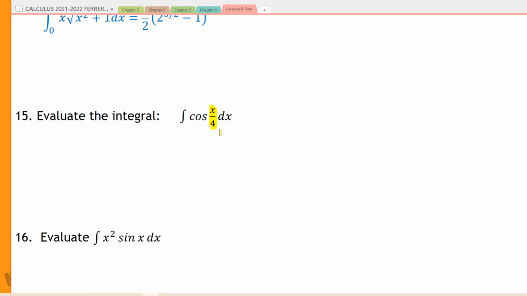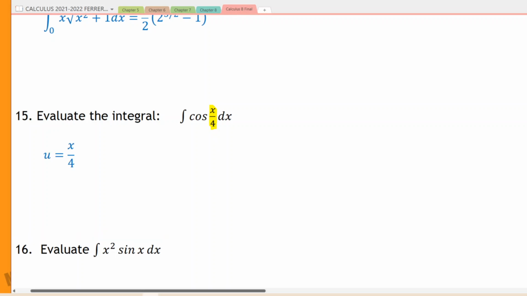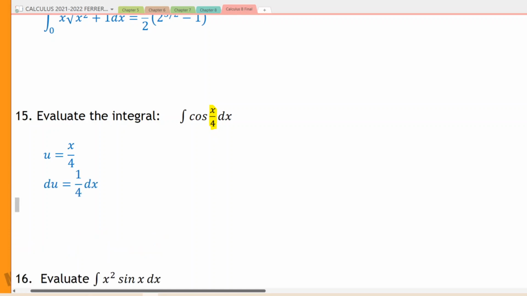Let's go ahead and set up our u substitution. If we make our u equal to x over 4, our du is going to be 1/4 dx. Looking at my integrand over here, I don't see any place to balance out that 1/4. So I'm going to go ahead and pop that to the other side. Great. Now we can start working on our integral.